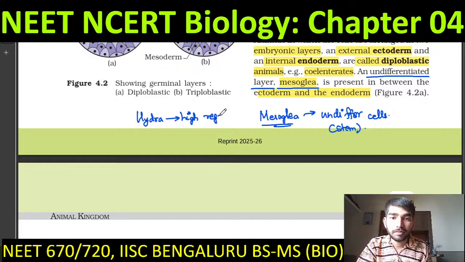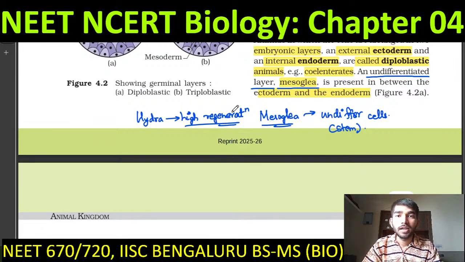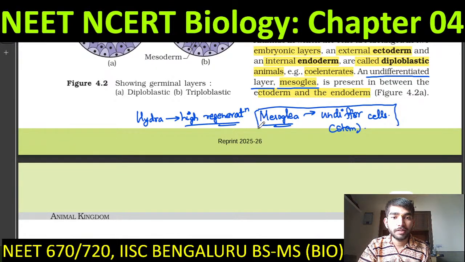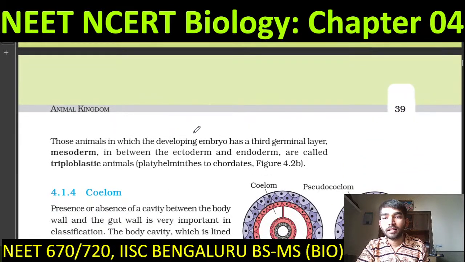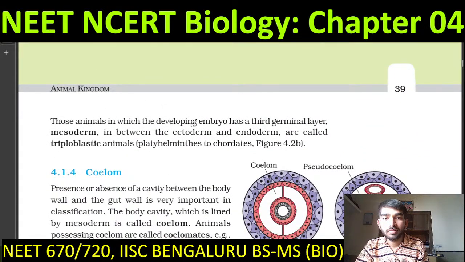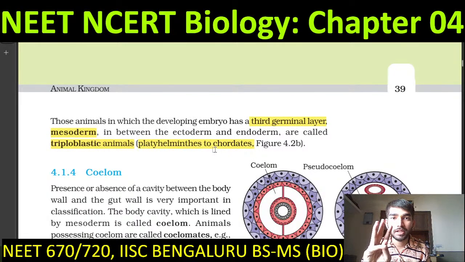You should remember this thing, although maybe they will not ask this directly, but maybe in some statement kind of questions they may ask why Hydra has high regeneration capacity. Because it has this undifferentiated mass of cells which can give rise to its body, either the ectoderm or the endoderm, they have this high regeneration capacity. Those animals in which the developing embryo has a third germinal layer called mesoderm in between the ectoderm and endoderm are called triploblastic animals. So like platyhelminths to chordates, all of us are triploblastic. We have three germinal layers.